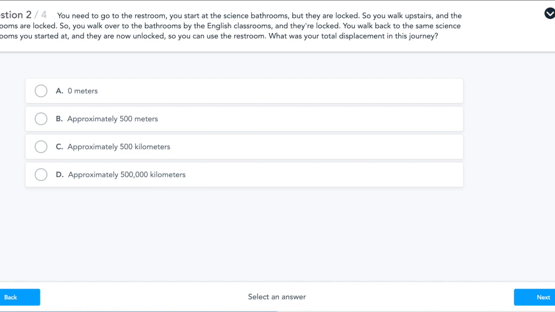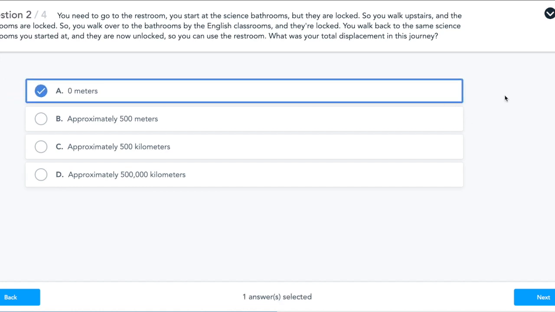You need to go to the restroom. You start at the science bathrooms, but they are locked. So you walk upstairs and the bathrooms are locked. So you walk over to the bathrooms by the English classrooms and then they are locked. You walk back to the same science bathrooms you started at and they are now unlocked, so you can use the restroom. What was your total displacement in this journey? Well, because your starting point is the same as your ending point, you actually have 0 meters of displacement. By the way, this is a reference to an issue that we had in the high school a couple of years ago where the bathrooms were getting locked and it was very hard to find a bathroom that was open to use. So a little bit of context there.